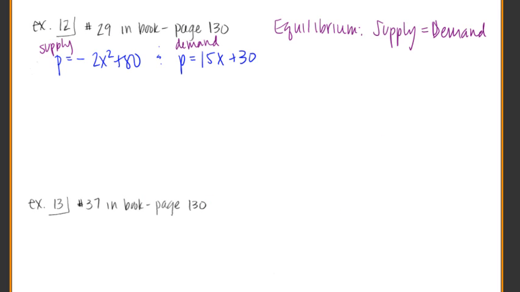Okay, I just wrote out some things just real quick for us. They gave us 2 equations. The first equation is the supply equation. And so P is equal to negative 2x squared plus 80. And then they gave us a second equation, which is the demand equation.